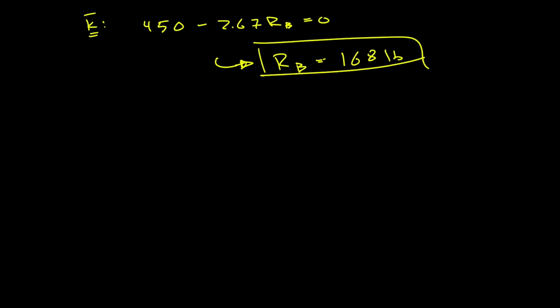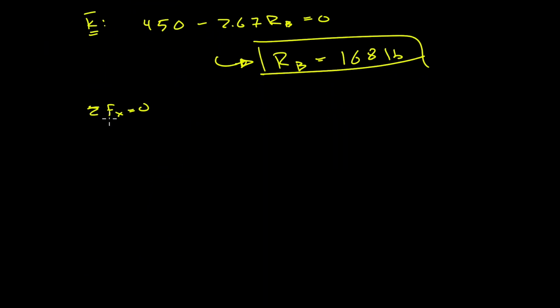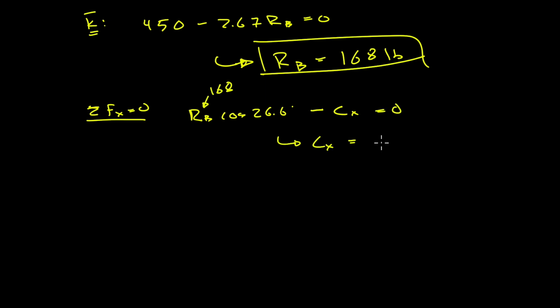So if you took sum of forces in the x direction, set those equal to 0, what you would end up with is Rb, which we already know as 168 pounds, times cosine of 26.6 degrees, because that's the horizontal component of Rb, minus Cx, and that would have to equal 0. So Cx just works out to be 0.89 of Rb, and Rb, as we know, is 168 pounds. So Cx is completely solvable at this point.